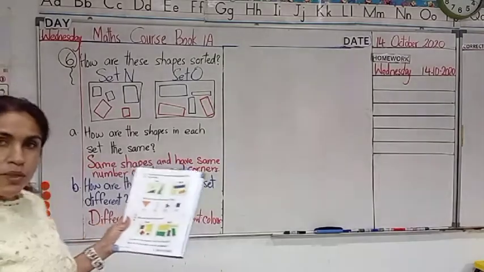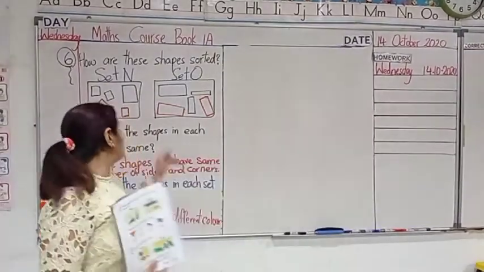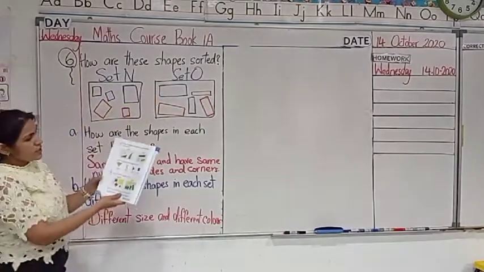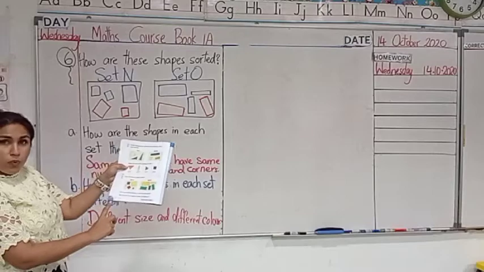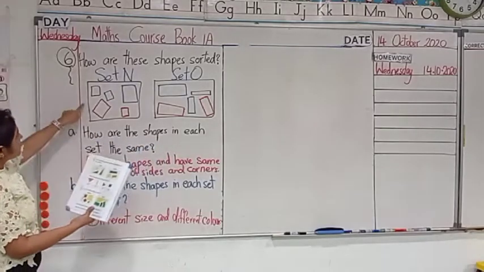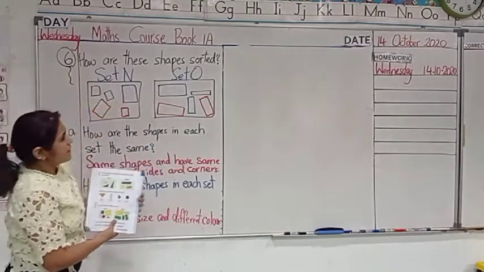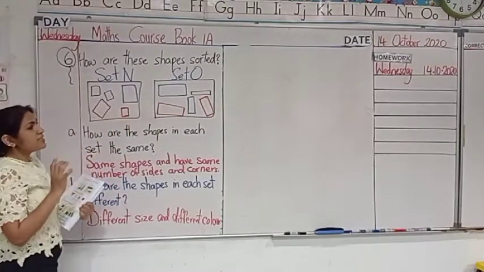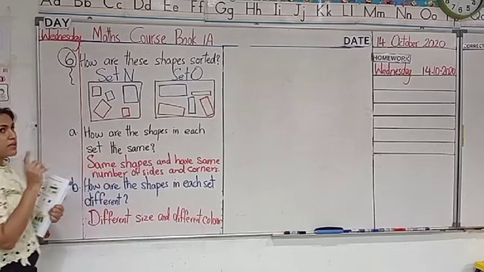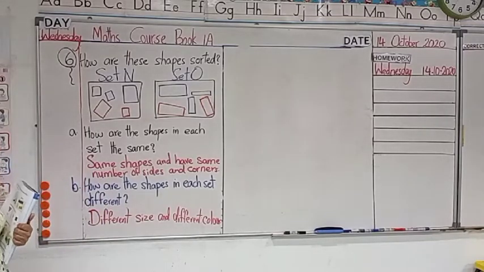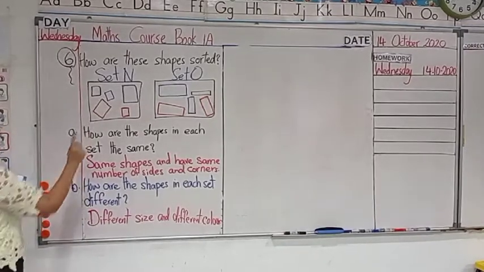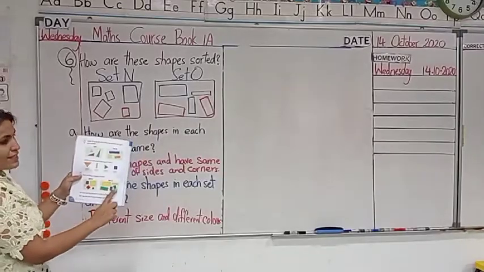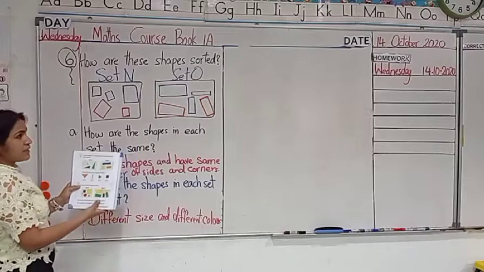So we are continuing with the next question, that is question number 6. How are these shapes sorted? You can look at the bottom here on page number 102. The shapes are in set N and set O. As you can see, these both have similar looking shapes, but there is a little bit of difference in the shapes. The names are different. Here in set N, we have squares, and in set O we have rectangles.